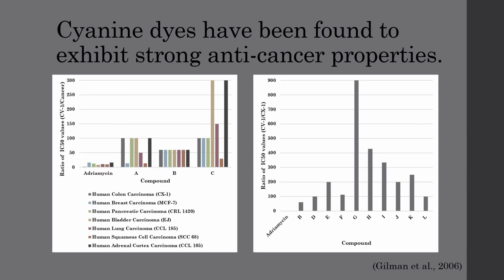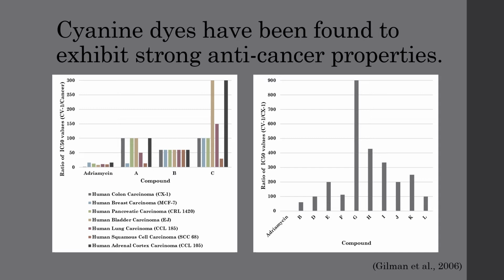Cyanide dyes have been found to exhibit strong anti-cancer properties. The figures displayed here were adapted from data found in Gilman et al. 2006, which details the cytotoxic effects of a cyanide dye family developed at Kodak in Rochester, New York. Both graphs were created by comparing the IC50 values, or the amount of compound required to kill half of the cell population, between a control and cancer cell line.